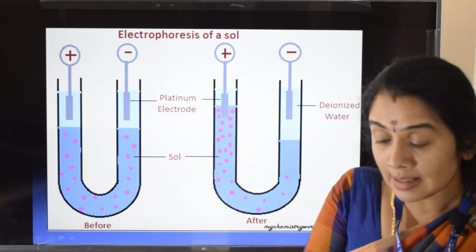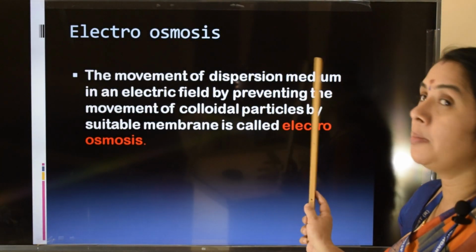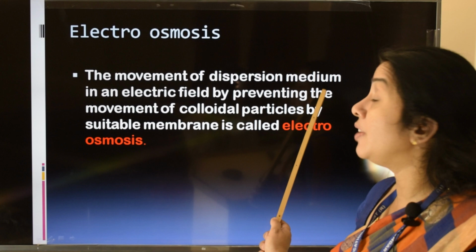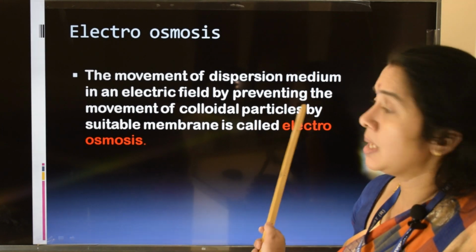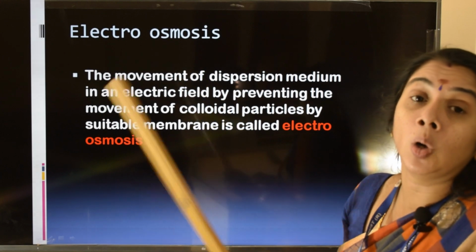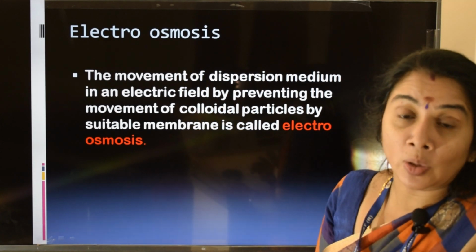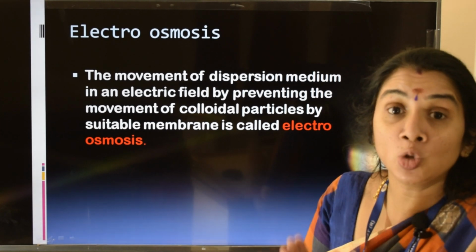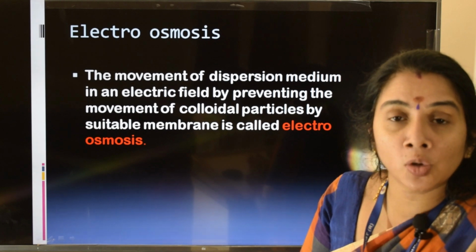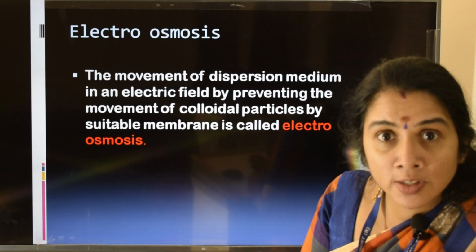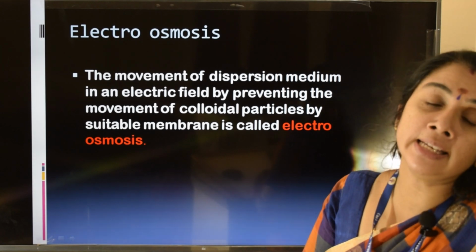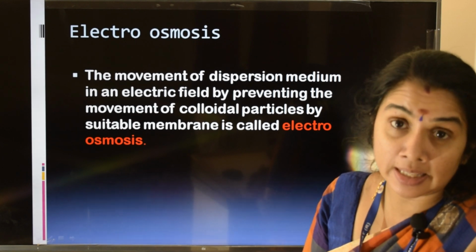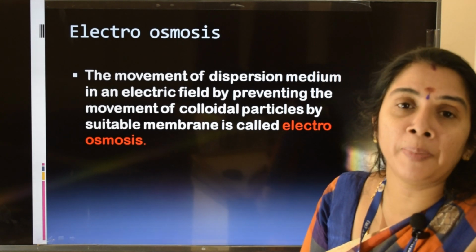Is it clear? That is the movement of dispersion medium, our solvent molecules, in an electric field by preventing the movement of colloidal particles by using a suitable membrane is termed as electro osmosis. So electro osmosis is termed as movement of dispersion medium when you stop electrophoresis. That means electrophoresis is prevented. What is electrophoresis? The movement of colloidal particles in the electric field. So once that is prevented, electro osmosis will happen. That is the movement of dispersion medium particles will happen.